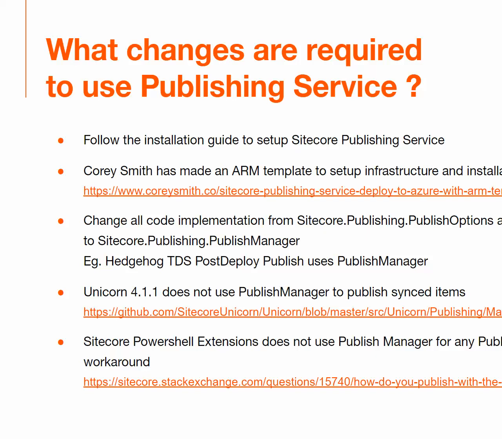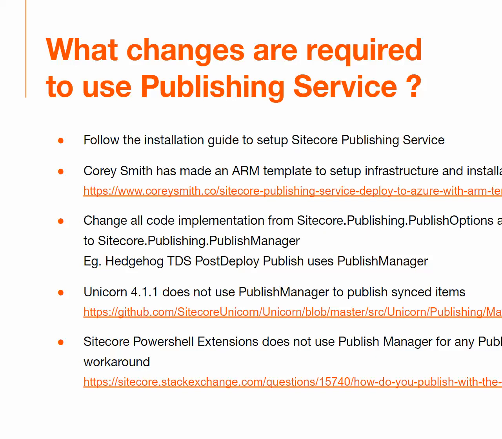Whenever you've got some custom code, let's just say you're doing an importer, and then at the end of the importing process you want to publish. We used to use the Sitecore publishing publish options and Sitecore publisher, the publishing publisher, to invoke the publishing action. So that all has to change and use Sitecore publishing publish manager, which was introduced in Sitecore version 8.0. So you have to change all the code to go into there.